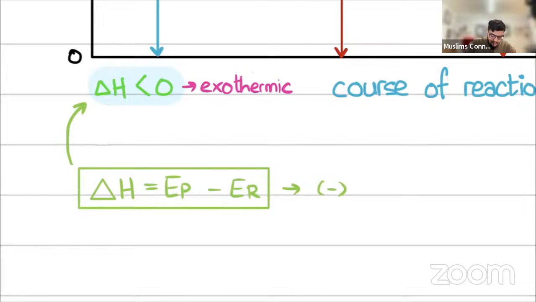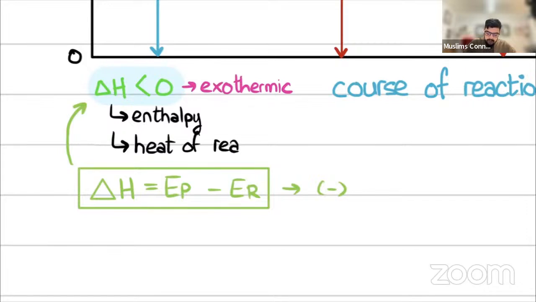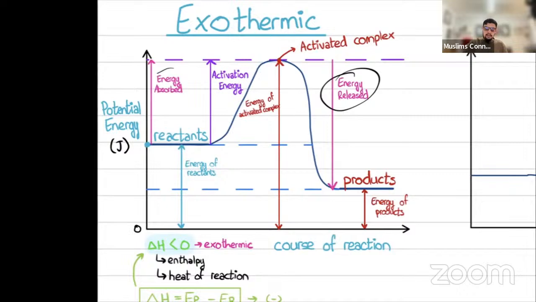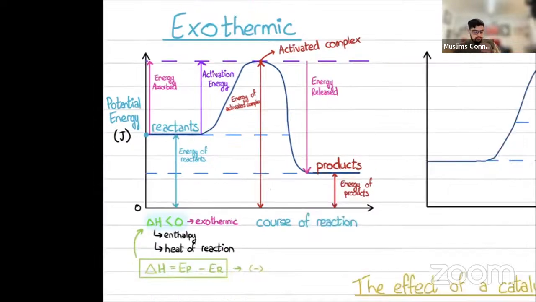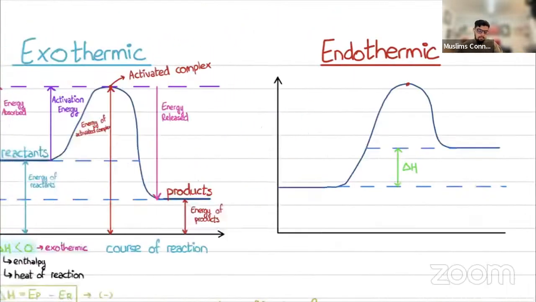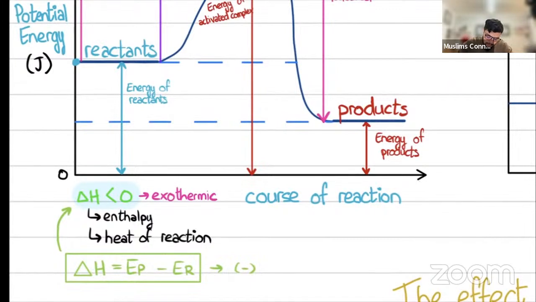Now, what is delta H? Delta H basically is called enthalpy, and it gives us the heat. It describes to us the heat of the reaction. Is more energy released or is more energy absorbed? When more energy is released, as you can see here, that's a greater arrow than that. It results in an exothermic reaction. When more energy is absorbed, it will be endothermic. So delta H we calculate by calculating the difference.